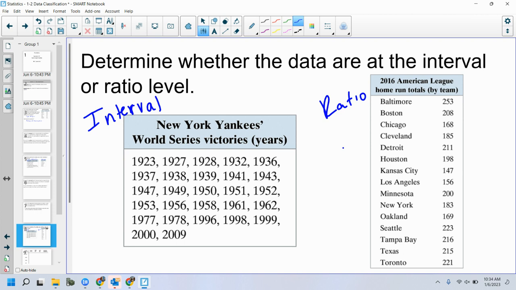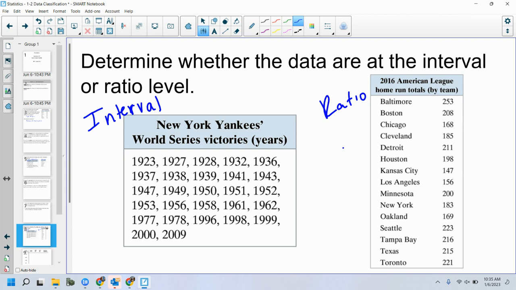And I can calculate ratios in between. I can say it had been a longer time from one to the other, and how much longer? I can say 2.5 times as long in between one win to the next, right? And those ratios do make sense. But when I take the data as specific years, that's just interval, right? So you can change data. You can take the same data and turn it from interval to ratio. That is possible, depending upon how you look at it.